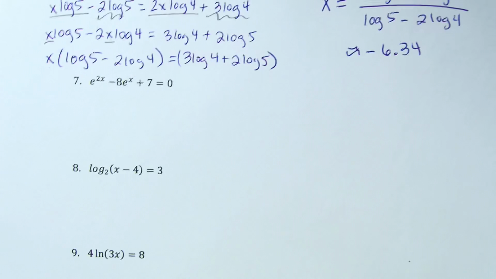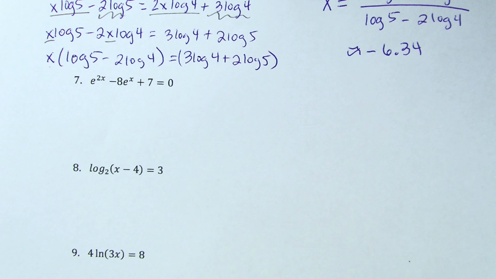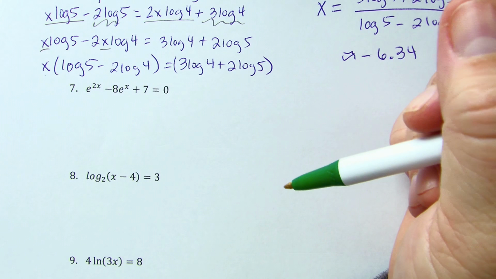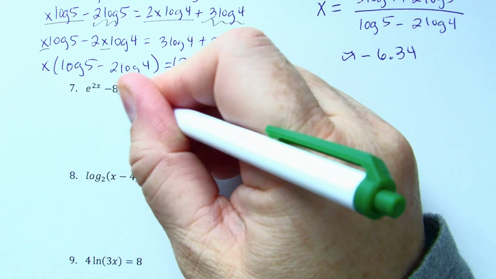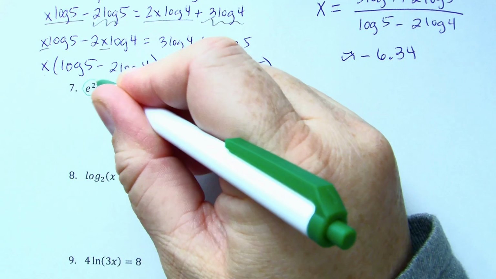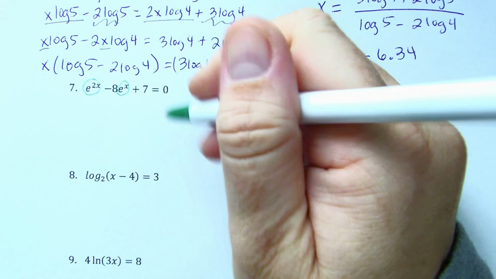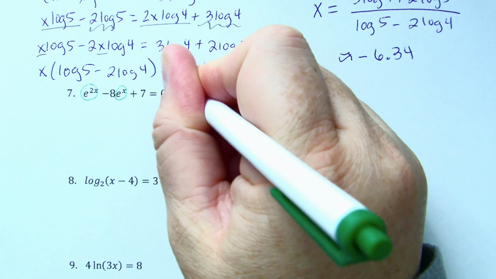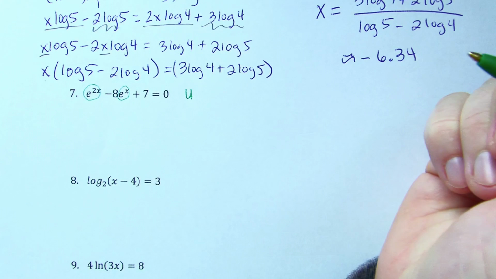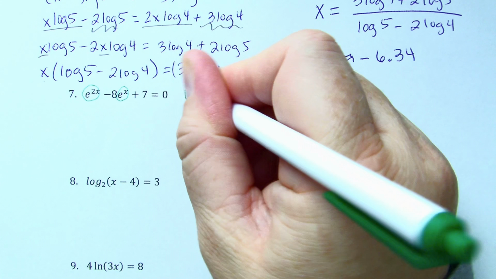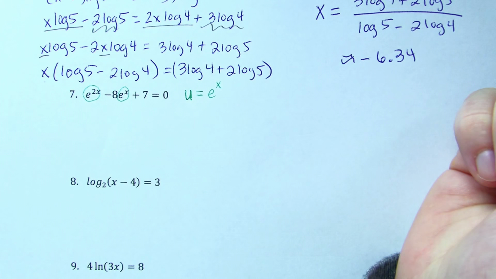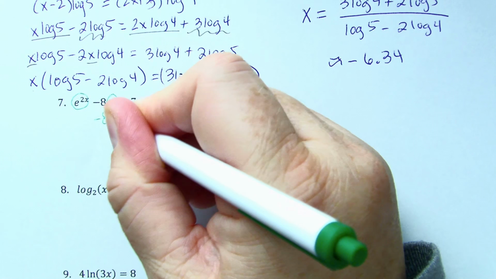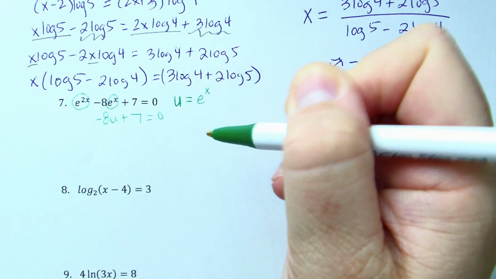Now the next equation looks definitely quite different from the ones we were just doing, but I do notice that it follows a quadratic pattern. I have e to the x and e to the 2x. Well, let's do what's called a u substitution. I'm going to let u, and you can use any variable, it doesn't have to be u, I'm going to let u equal e to the x. Well, that would replace this with u, so minus 8u plus 7 equals 0.